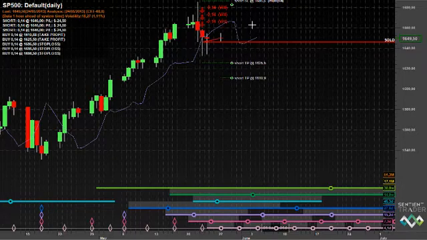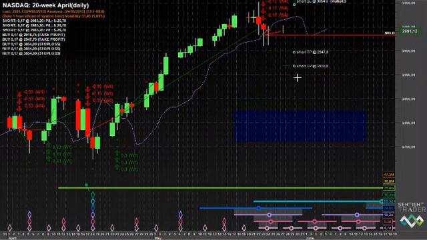We have exactly the same situation in the NASDAQ, and in fact what I decided to do was to enter into positions in both of them, but to limit the size of the position that I was taking.